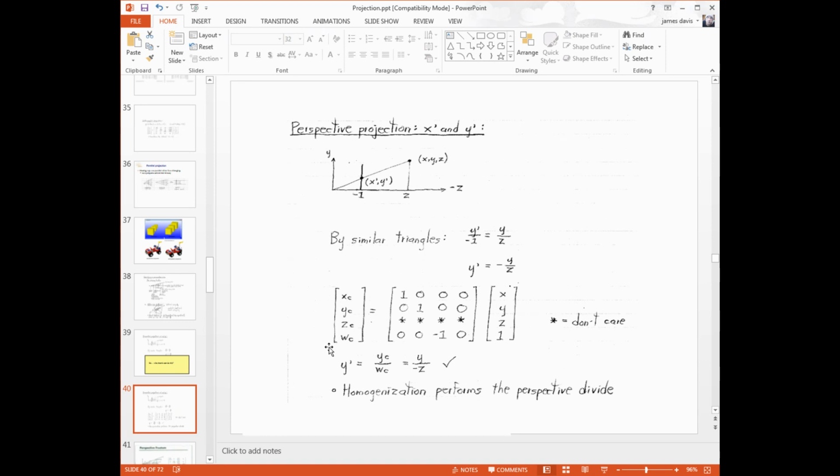And we're going to have a convention that says the real point we want, so the y location of our point, is going to be y divided by w. So if we multiply out this matrix, we're going to get the y, and then the negative z is going to come here because of this -1. And so when we divide by the w component, we're going to get the y prime that we wanted. So this is called homogenization, and it's also referred to as a perspective divide.